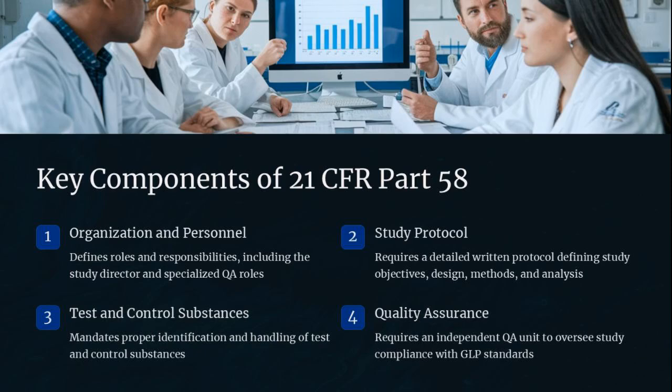Key components of 21 CFR Part 58 include organization and personnel, study protocol, test and control substances, and quality assurance. Organization and personnel define roles and responsibilities, including the study director and specialized QA roles. The study protocol requires a detailed written protocol defining study objectives, design, methods, and analysis. Test and control substances mandate proper identification and handling. Quality assurance requires an independent QA unit to oversee study compliance with GLP standards.